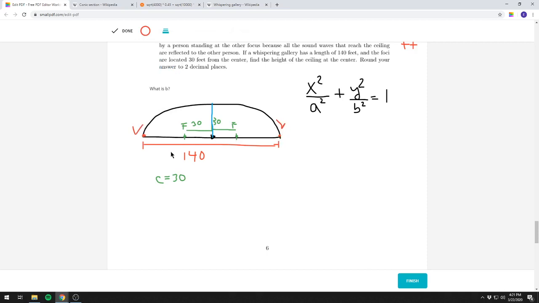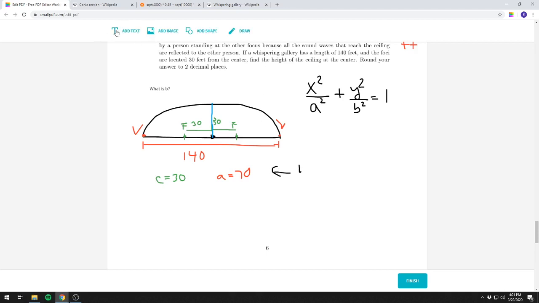And just like last time, when you're told the width of the ellipse, right here, you cut it in half. So a is 70. It is half the distance because we go 70 left and we go 70 right. That's how we make up the 140. But once you have the question here, what is b, and you realize your information, the only way to figure that out is that formula again.